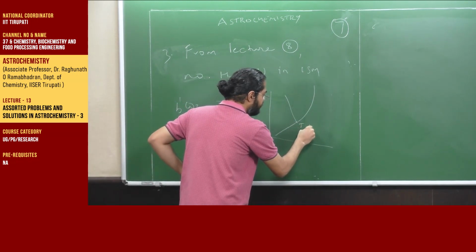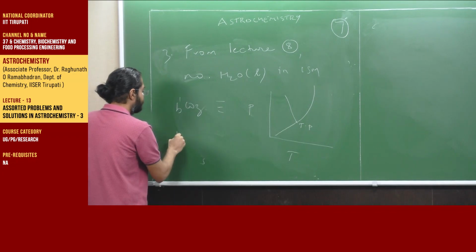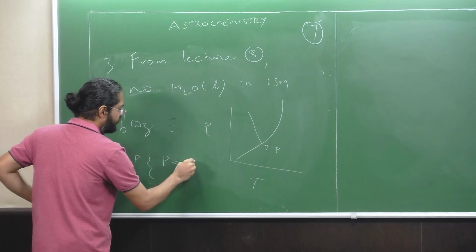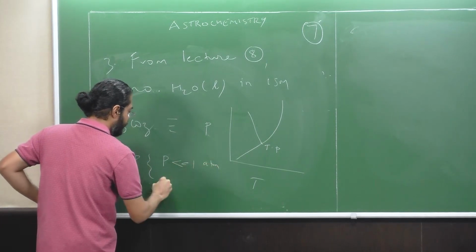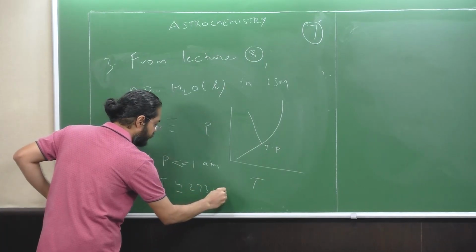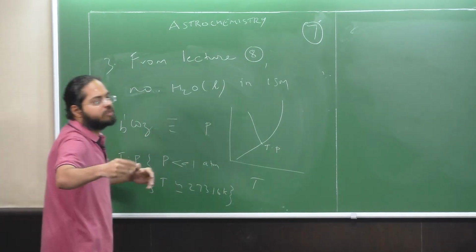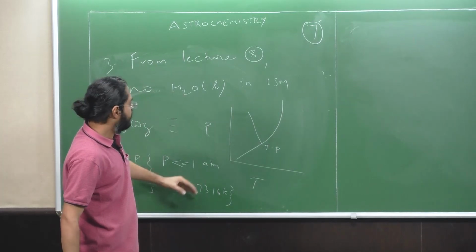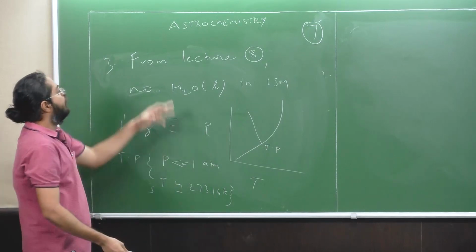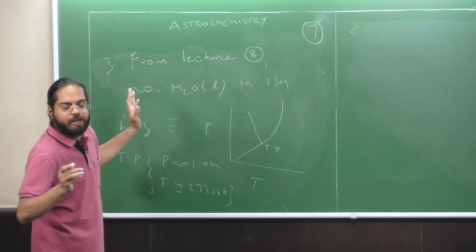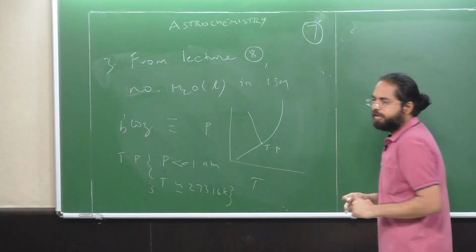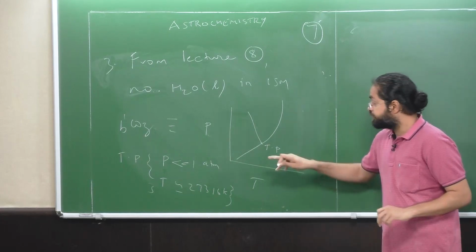I'm just going to call this TP, and the coordinates at TP will be some P significantly less than 1 atm, and T approximately 273.16. So no matter what the temperature is, because in the interstellar medium the pressure is even less than this, we do not have the formation of any liquid water at all. This was our understanding. But the question now is, what else does it tell you?